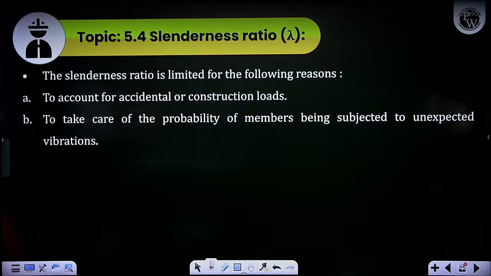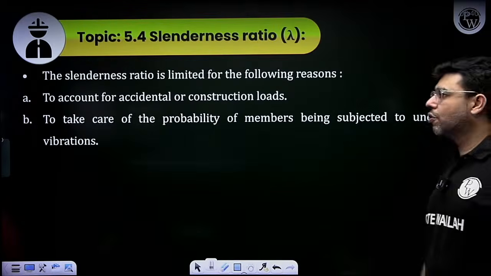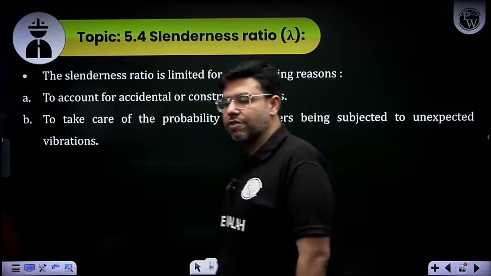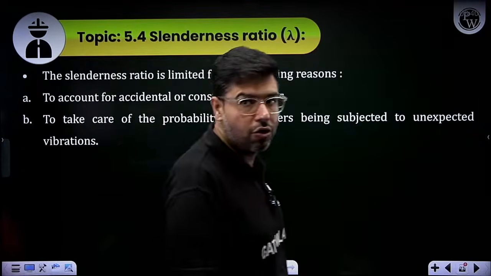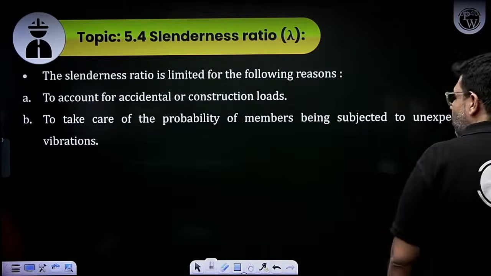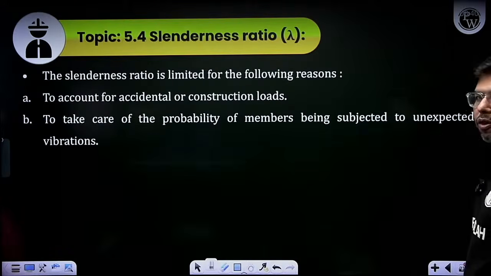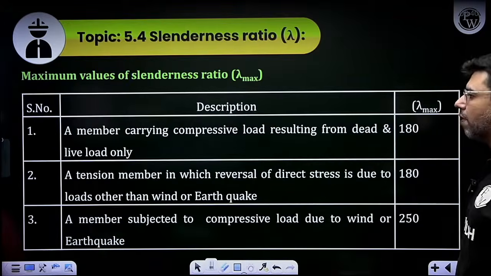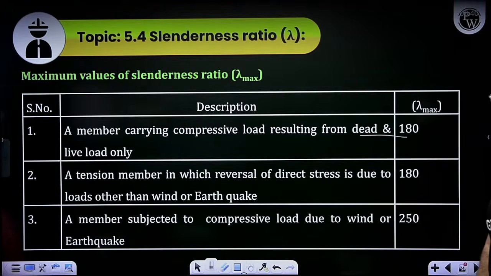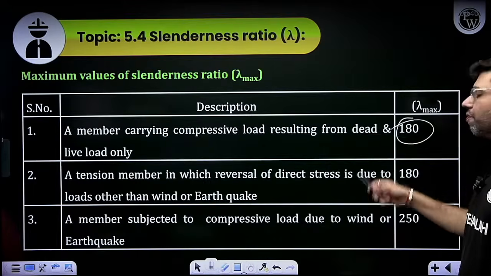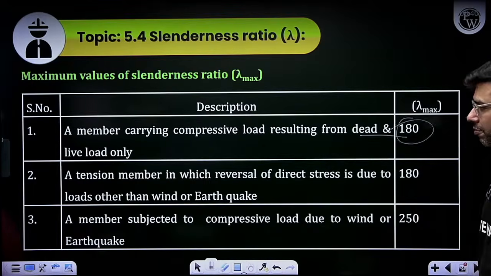Okay. So, for the slenderness ratio, there is a maximum limit to account for any accidental loads or construction loads, and to take care of any probability of members being subjected to unexpected vibration. So, for a member carrying compressive load resulting from dead and live load, lambda max can be 180. You cannot exceed lambda max beyond this.